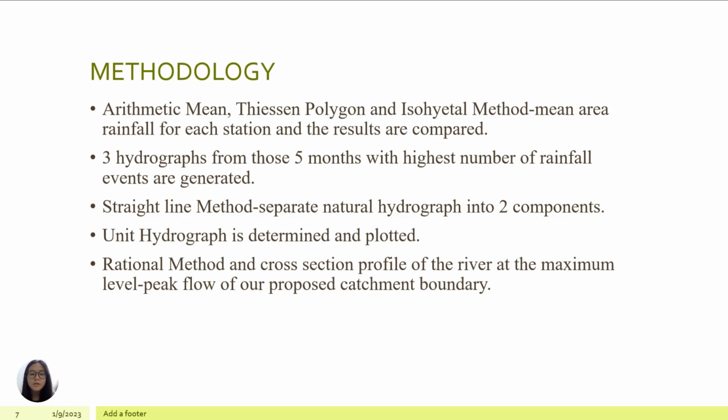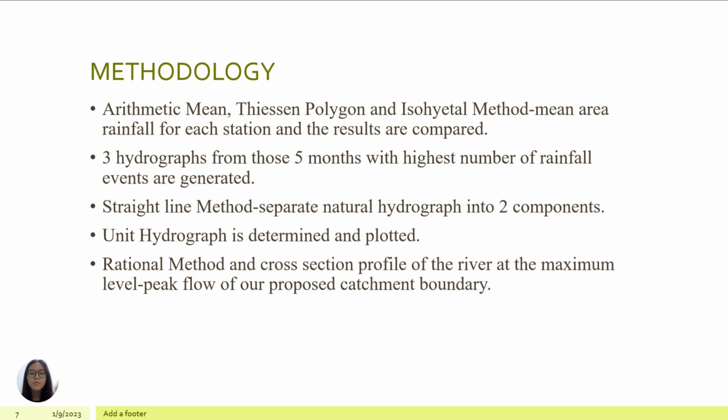Therefore, the arithmetic mean, Thiessen polygon, and isohyetal methods are used to determine the mean area rainfall for each station, and the results are compared. We generated 3 hydrographs from those 5 months with the highest number of rainfall events. The straight line method is then used to separate the natural hydrograph into 2 components. The unit hydrograph of our proposed catchment is determined and plotted.